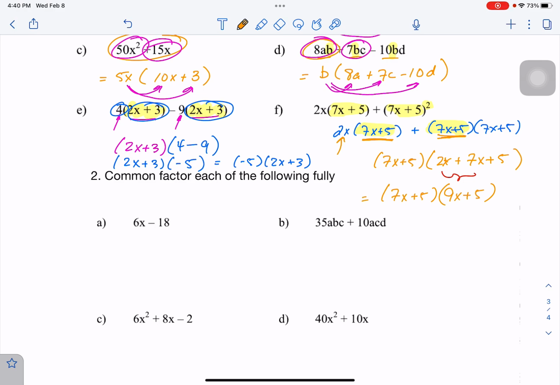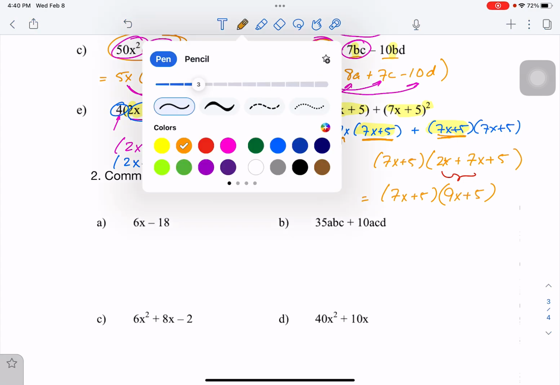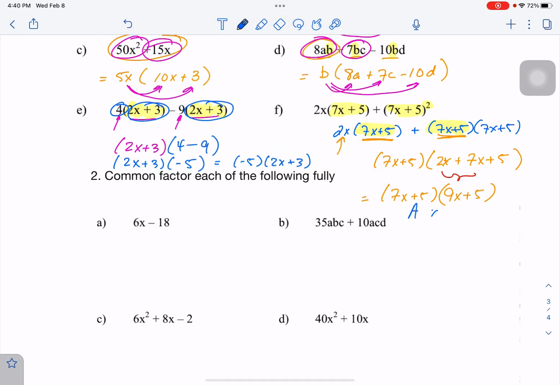And notice we took addition and we've made it into multiplication. There are 2 terms here being multiplied together. And that is what factoring does.